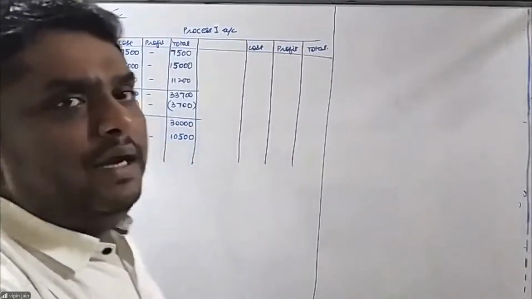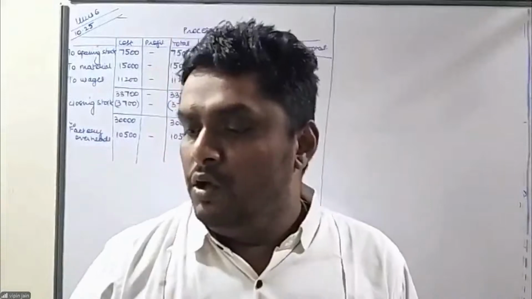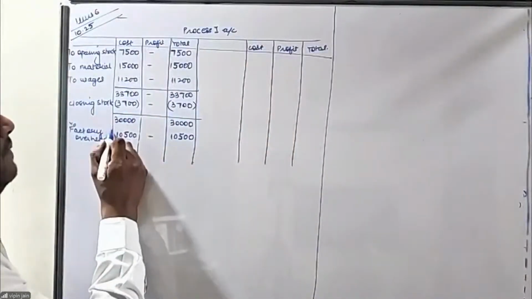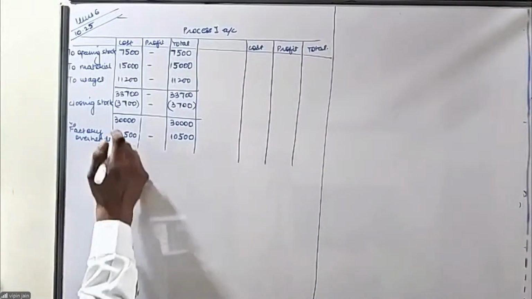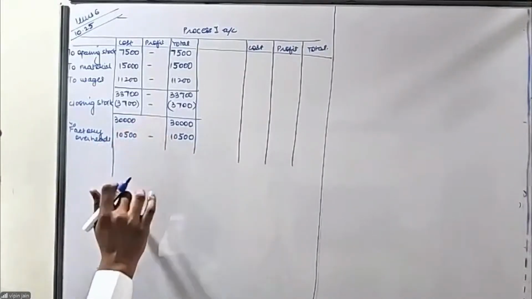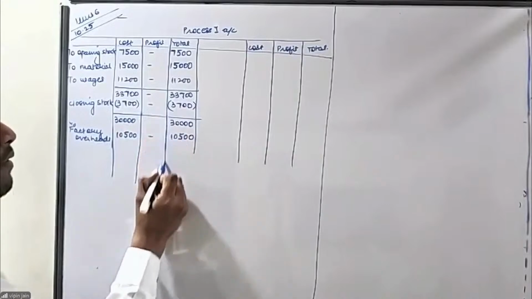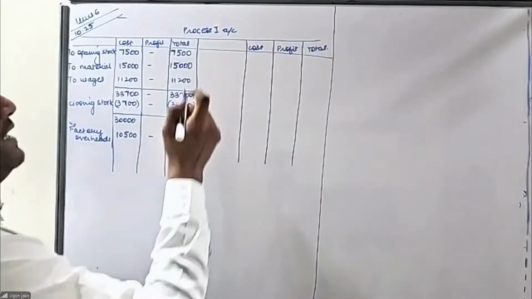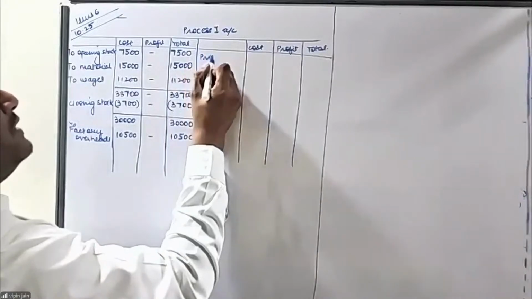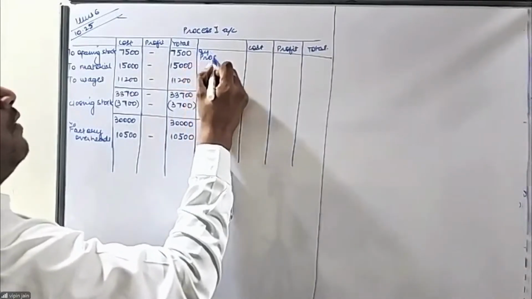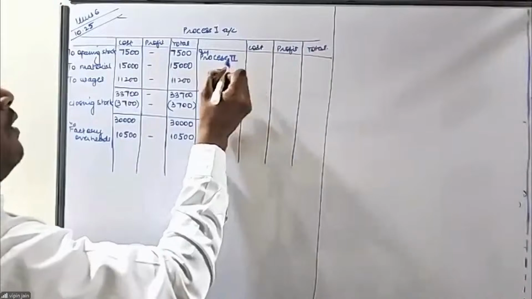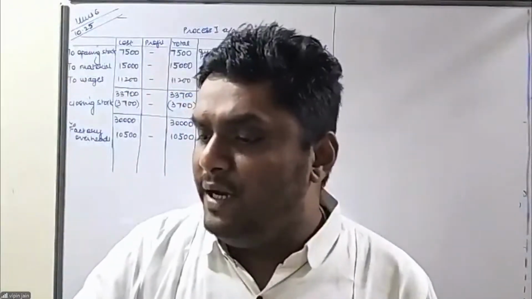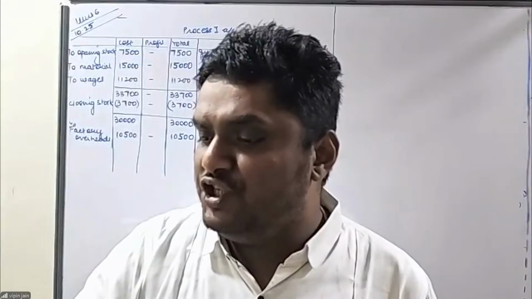The factory overheads are 10,500. So my total cost will be how much? 30,000 plus 10,500. Now this output is to be transferred to the next process, that is process second, at cost plus profit. And here the profit element is already given in the question.